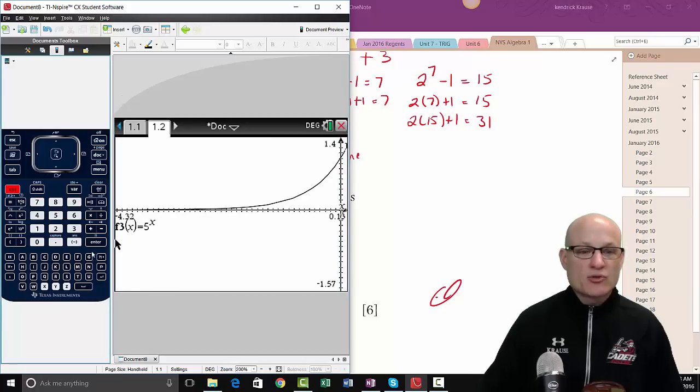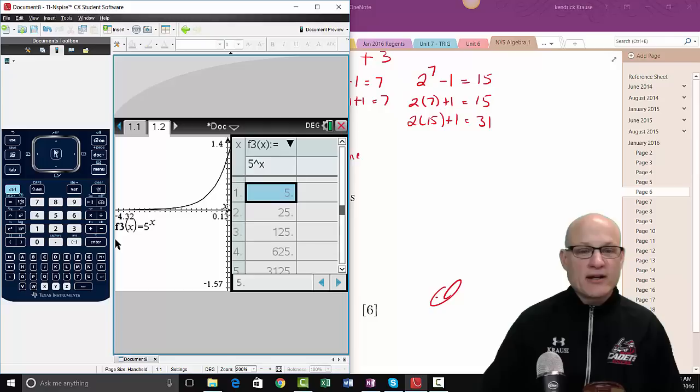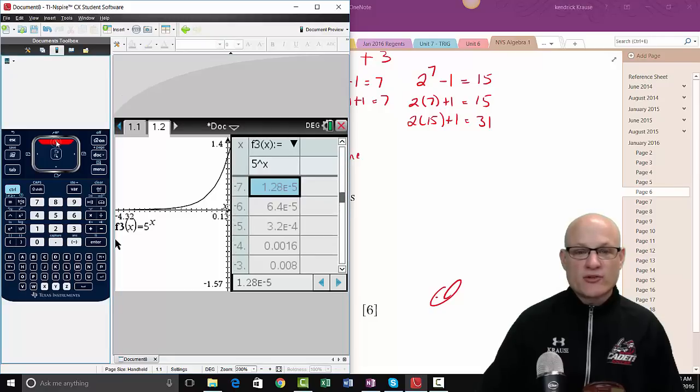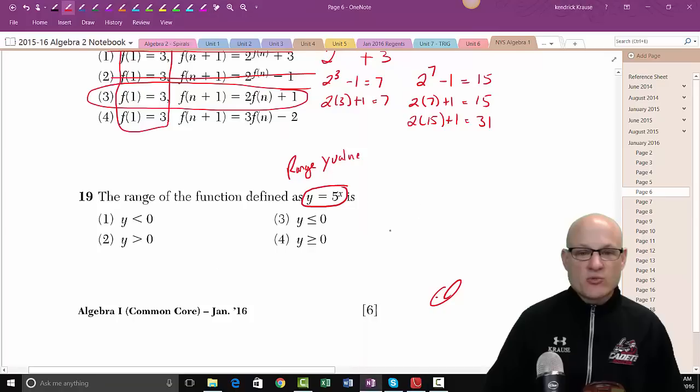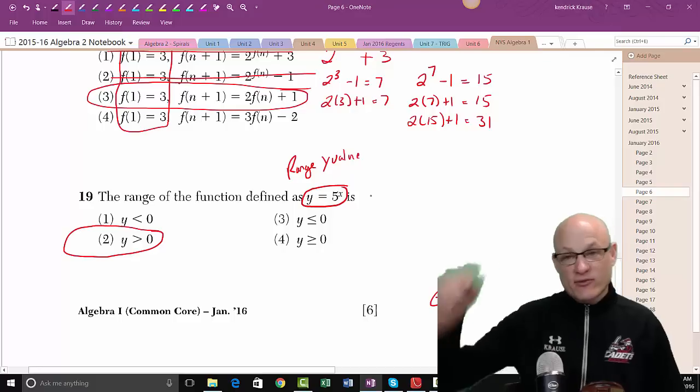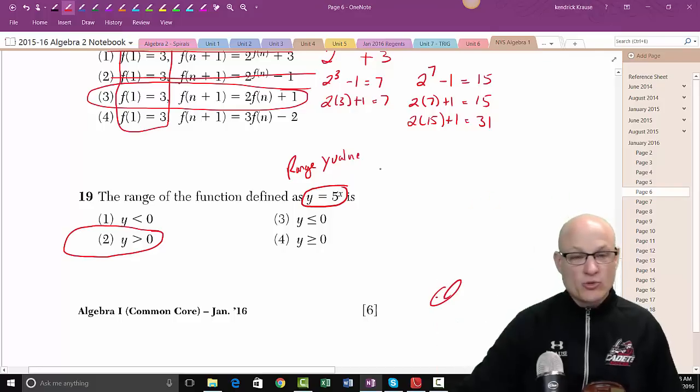And if I go to the table, Control T, what you'll find out is as we go negative, those numbers get small, but they never go to 0. So the answer is y is greater than 0. Exponential functions, unless they have a vertical transformation, will never ever cross the x-axis.